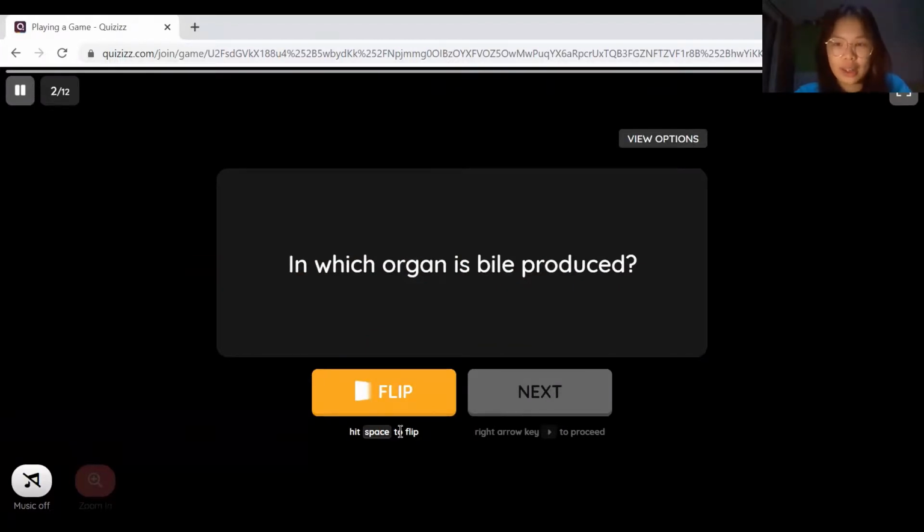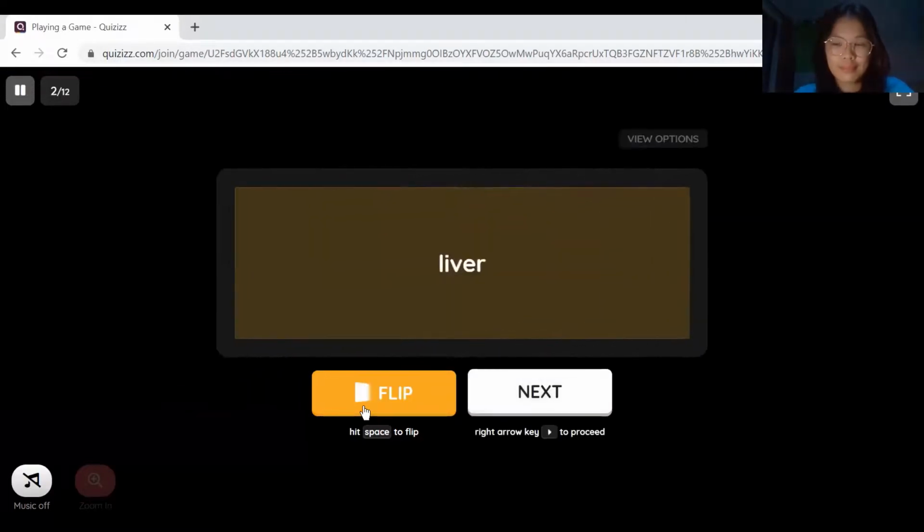Right. So in which organ is bile produced? Bile is one of the digestive molecules that help with the chemical digestion. So where is it produced? If I could give you a little hint, it will be released into the small intestine. It is produced in the liver. So if you guys answered gallbladder, that is incorrect, because it is produced in the liver, but it is stored in the gallbladder.